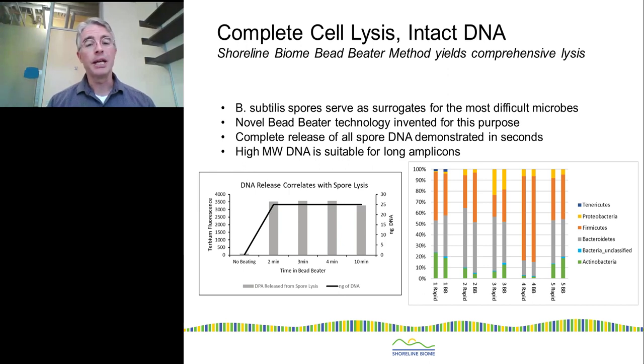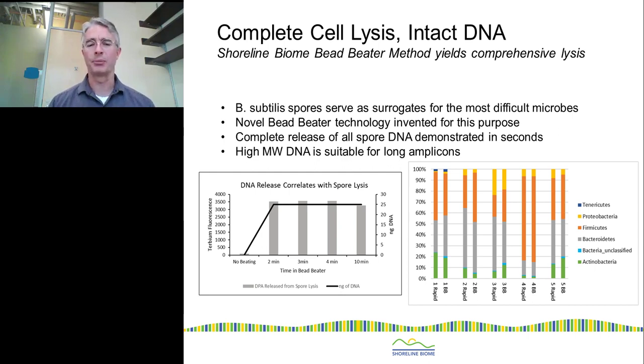We can also keep the DNA intact, which is the key, because with a lot of bead-beating methods or mechanical methods, when you do enough damage to the spores to get the DNA out, you've destroyed the DNA of the other cells that are in there. We know from experiments we've done that we can quickly release the DNA and it's intact. In the gray graph on the left, the left axis is terbium fluorescence, which is a surrogate for DPA, a chemical that is packed around the DNA inside the spore core.